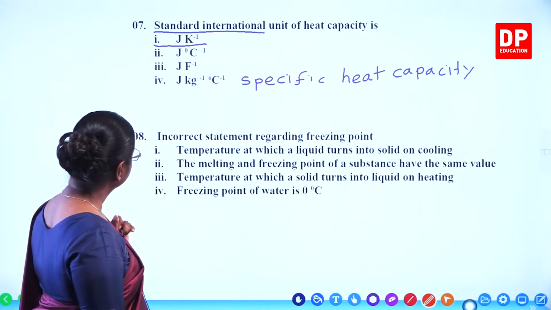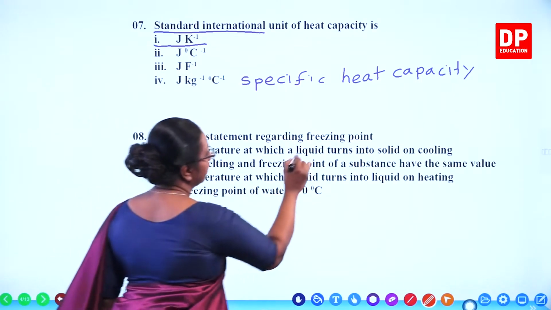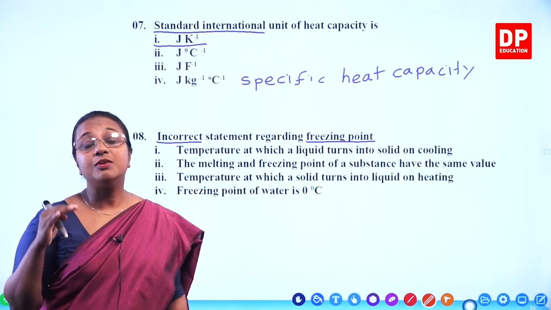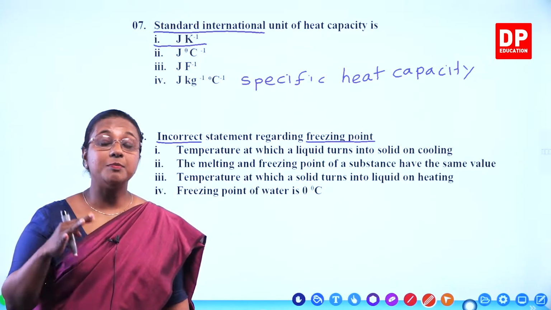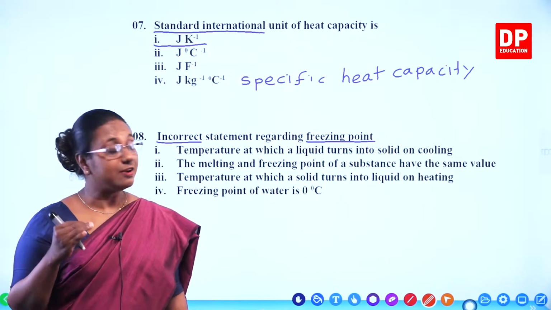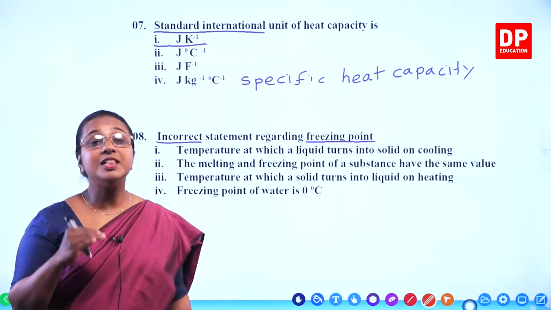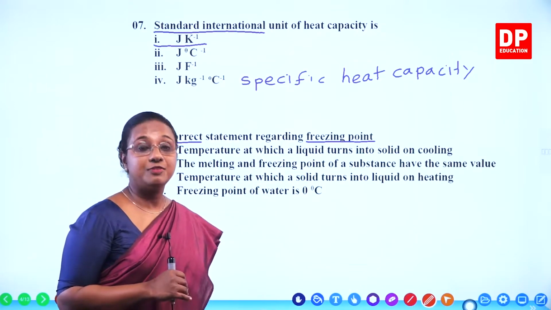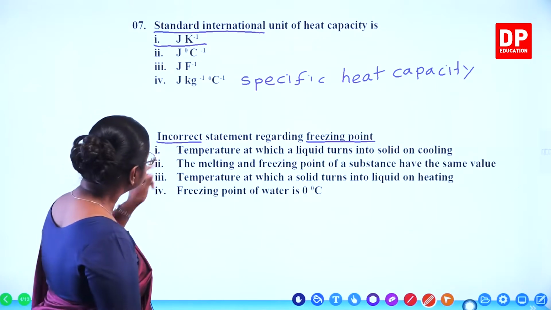Then the 8th one, incorrect statement. Again, incorrect statement regarding freezing point. What is freezing point? At 1 atm pressure. You all can remember, students, the melting point, boiling point, all these are calculated at 1 atmospheric pressure. At 1 atmospheric pressure, the liquid becoming solid without a change in temperature, and that temperature is known as freezing point. So, if we look at the answers, incorrect statement.